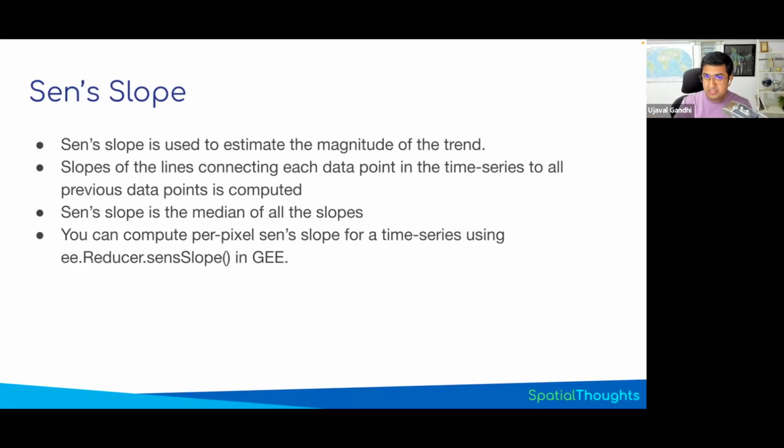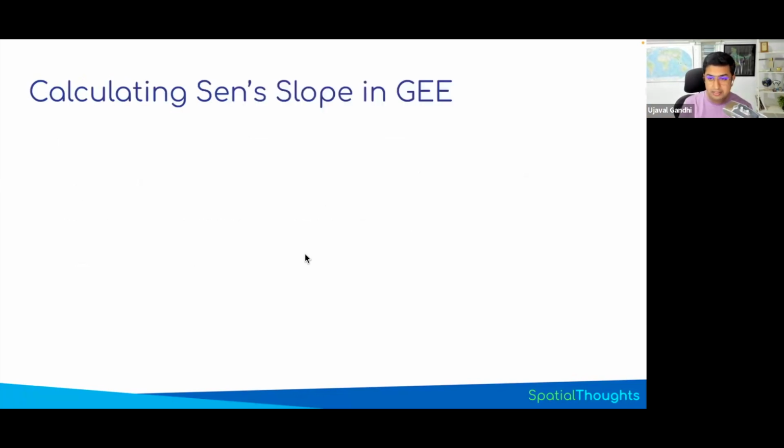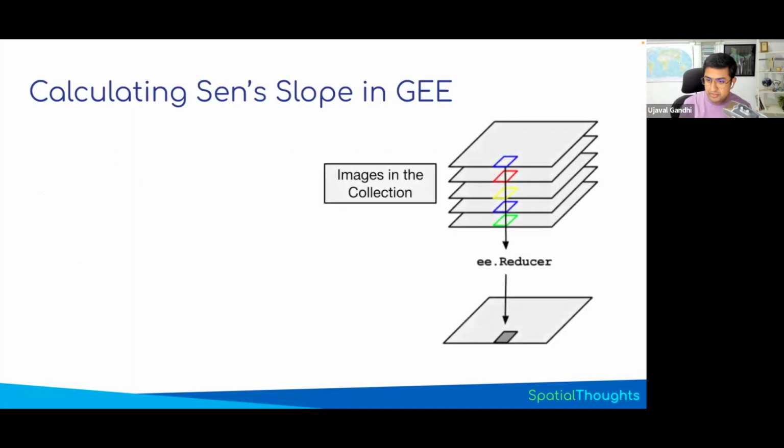And of course, once you have your final trend, you can do reduceRegions to compute the average slope or average trend in a region if you wanted to. Let's see the process of computing Sen's slope. It's going to use a reducer.